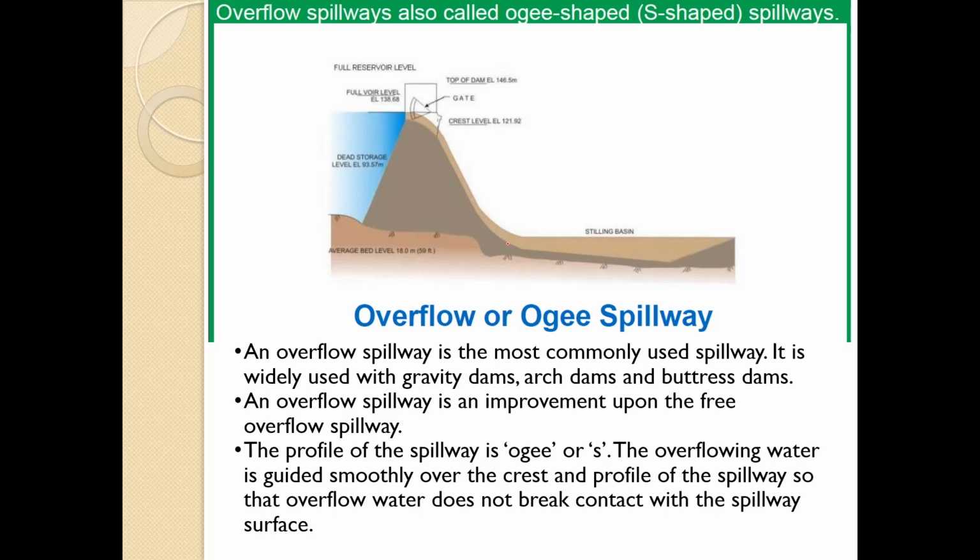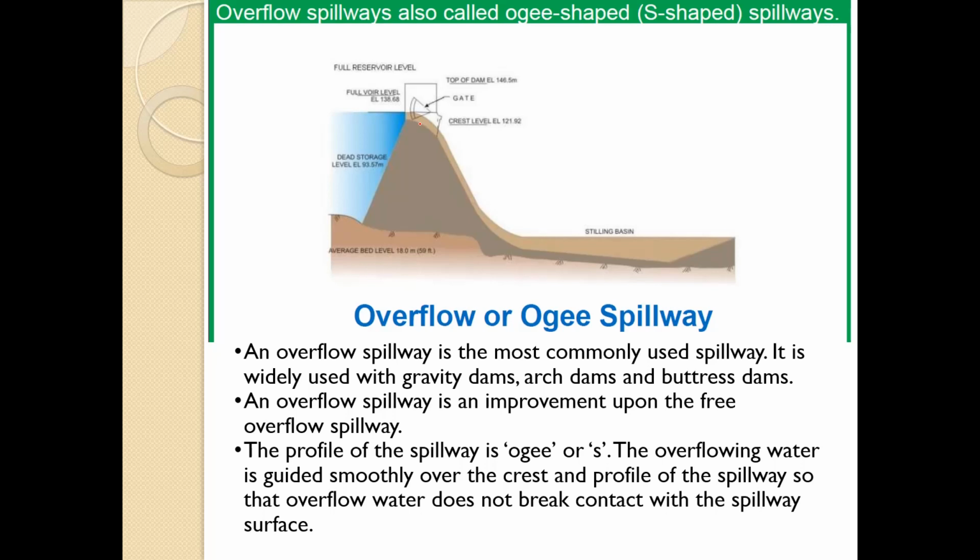The overflowing water is guided smoothly over the crest and the profile of the spillway so that the overflow water does not break contact with the spillway surface. As I am telling you, the shape of the lower nappe of a free falling jet over a sharp crested weir can be determined by the principle of projectile. It generally rises slightly as it originates from this crest, over the sharp crested weir, and then falls to make a parabolic form.